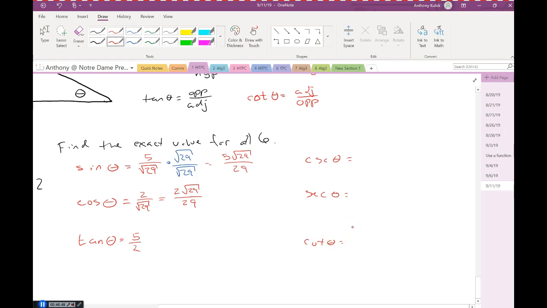What's the value for cosecant theta? Good. Do I have to do anything to that? No. Good. For secant. Good. And then for cotangent? Good. Everybody good with that? How are we spelling 2/5? With an F. Yeah, with an F.